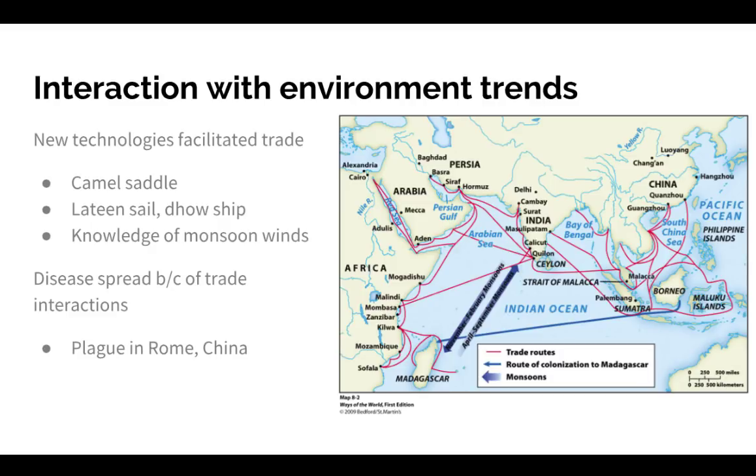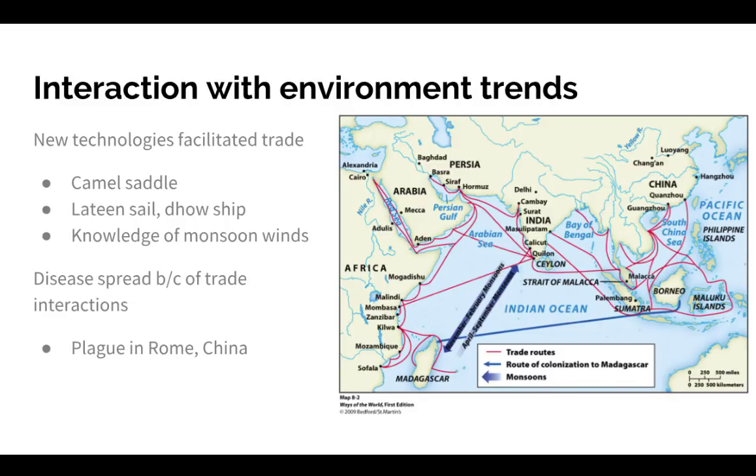So now for environmental trends, we have technology. The big story is the beginnings of interregional trade and technologies like the camel saddle, and that would be, of course, for the Silk Roads and Trans-Saharan trade networks, and then the lateen sail and the dhow and the monsoon winds facilitate trade along the Indian Ocean, as shown in this map. Those are the big stories in making that trade happen, just from a practical standpoint.